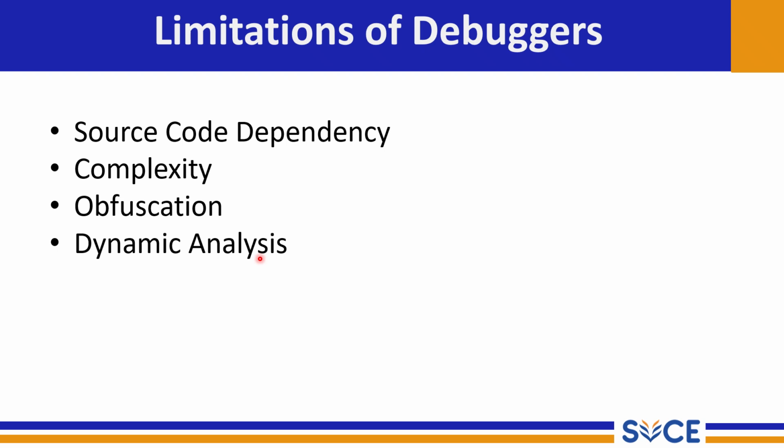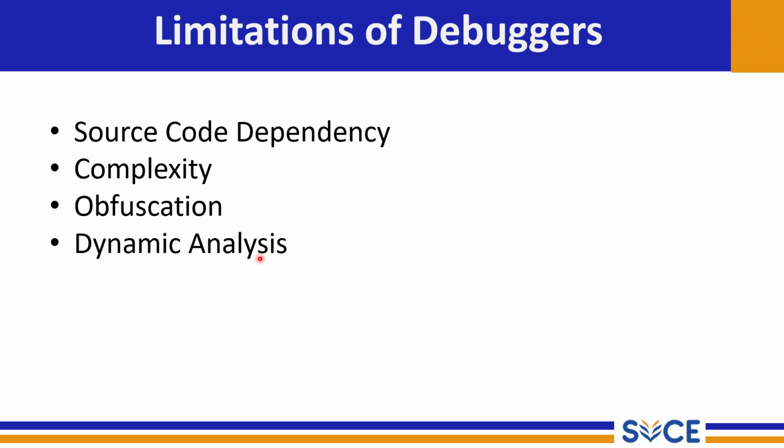And second one, complexity. Debugging complex programs can be challenging, especially when dealing with multi-threaded or distributed systems. And third one, obfuscation. Code obfuscation can make it difficult to debug the programs, as it can hide the true program logic. And fourth one, dynamic analysis.